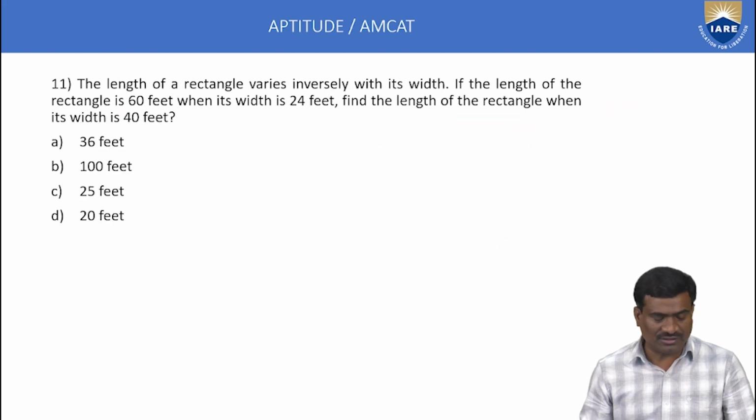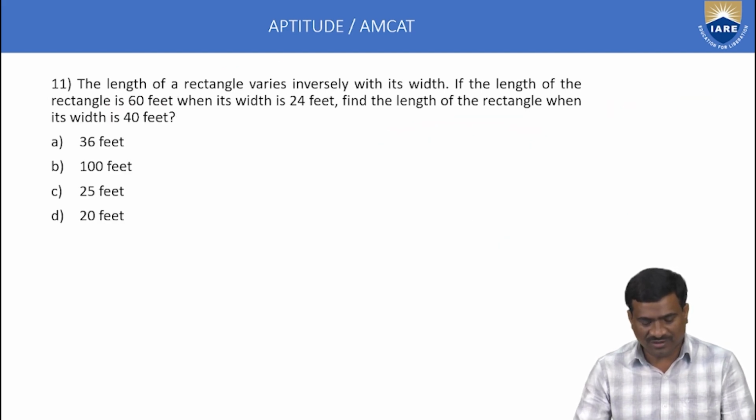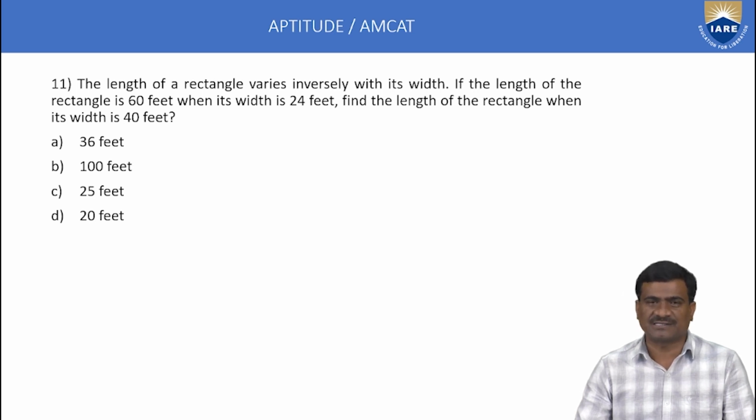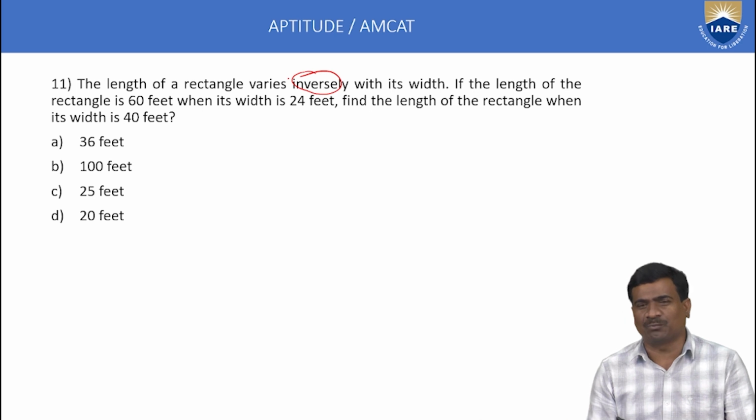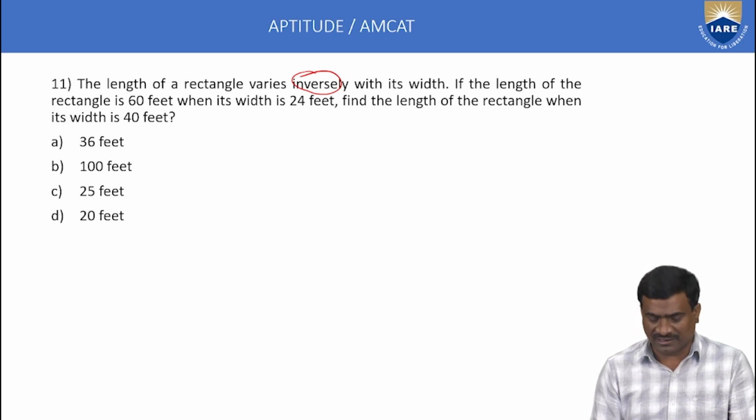Your next, 11th example. The length of a rectangle varies inversely with its width. If the length of the rectangle is 60 feet when its width is 24 feet, find the length of the rectangle when its width is 40 feet. The method is important, whether inverse or direct. This condition is the only important thing, and here it is the inverse method.